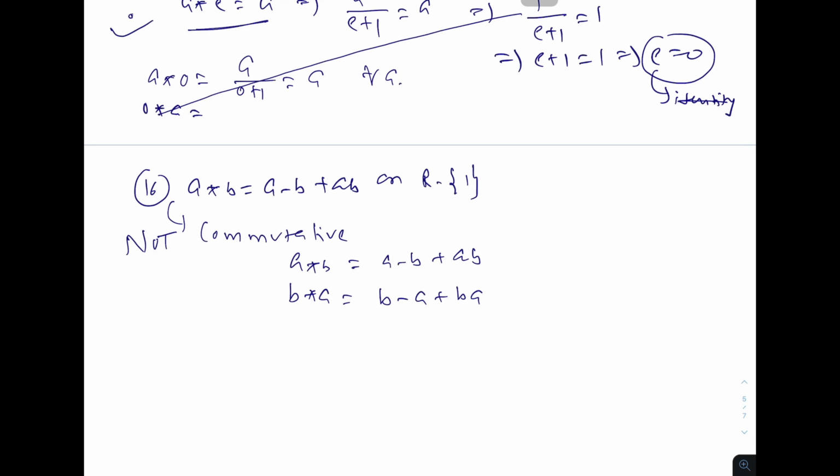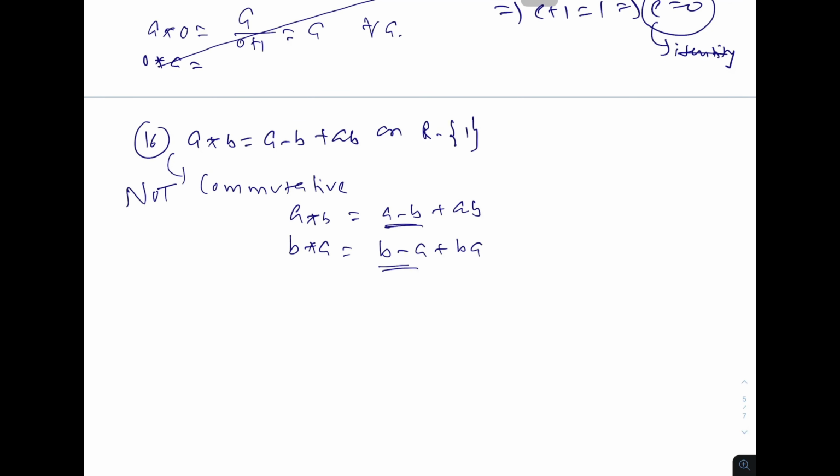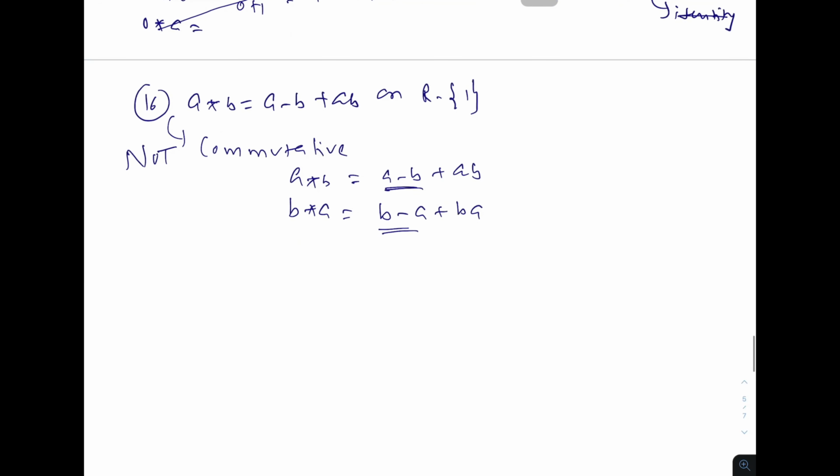Okay, so here A minus B, here B minus A, how can it be same? So it is not commutative. Once it is not commutative, you can definitely say that no identity. So do take care in exam, such kind of questions are there, then your answer is identity does not exist.